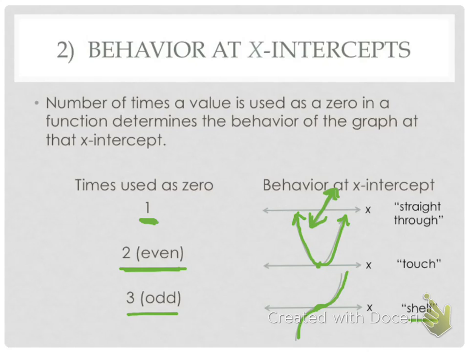So there's really three things that can happen. We can have a graph that's going straight through at an x-intercept because the zero was only being used once. We can have a graph that touches at the x-intercept because our zero is being used an even number of times. Or we can have a graph that kind of flattens out at the x-intercept in a shelf because we had a zero being used an odd number of times, 3 or more.